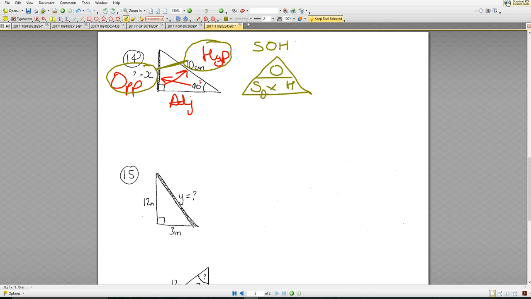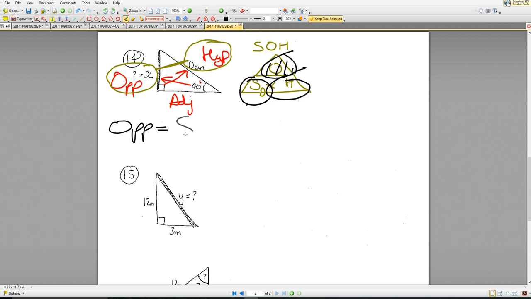Now, as I said before, we need to cover up the thing that we want to work out with our finger. So opposite, we cover it with our finger here. So the opposite is equal to the sine of the angle times by the h. Okay, before I do that, let's get rid of that. It looks a bit messy. Sine of the angle times by h.